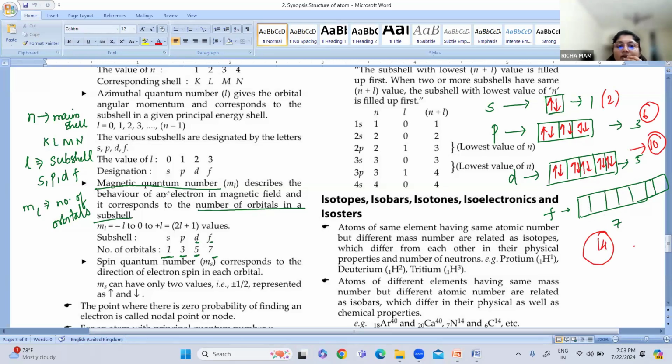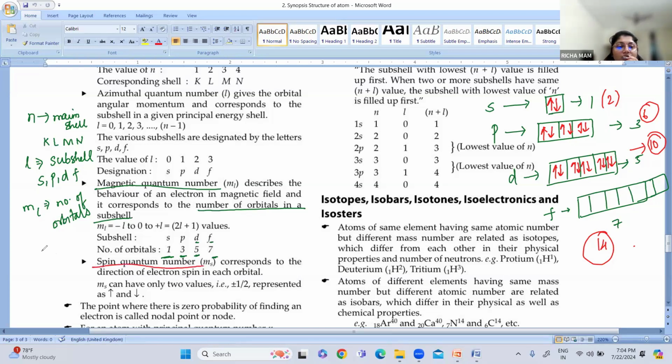So this is magnetic quantum number. It tells you how many orbitals are present. In S, you have one orbital; P, you have three orbitals; D, you have 5; and F, you have 7. And what are these 2, 6, 10, and 14? They are the maximum number of electrons which can be accommodated in these orbitals. So these are the three quantum numbers which we have seen.